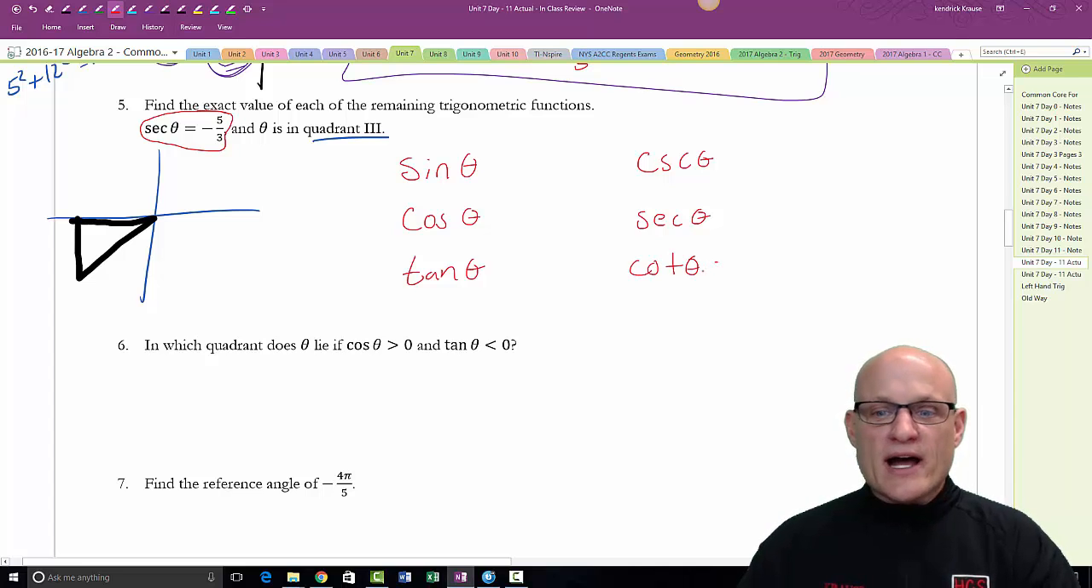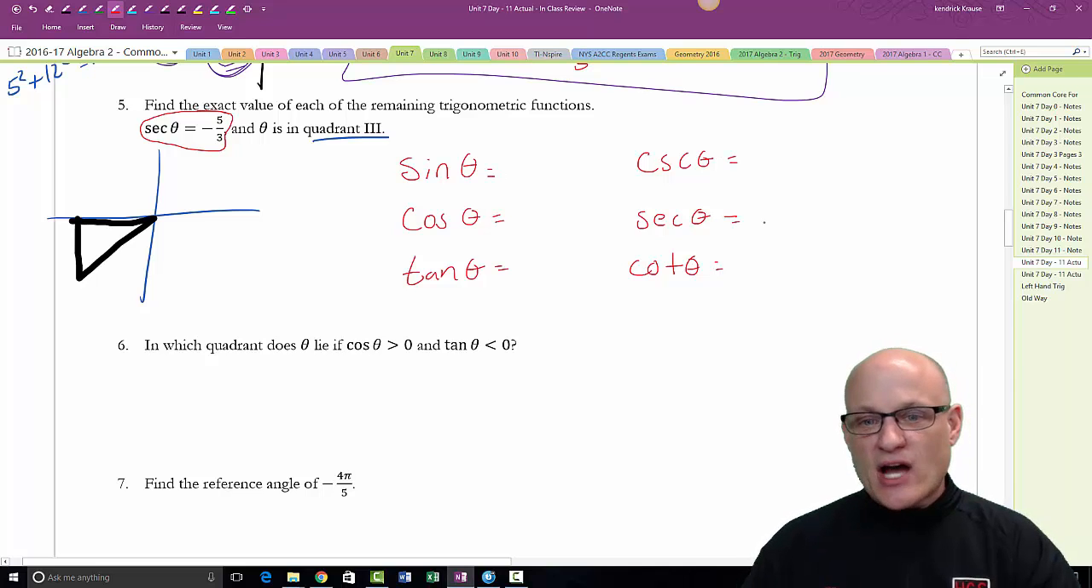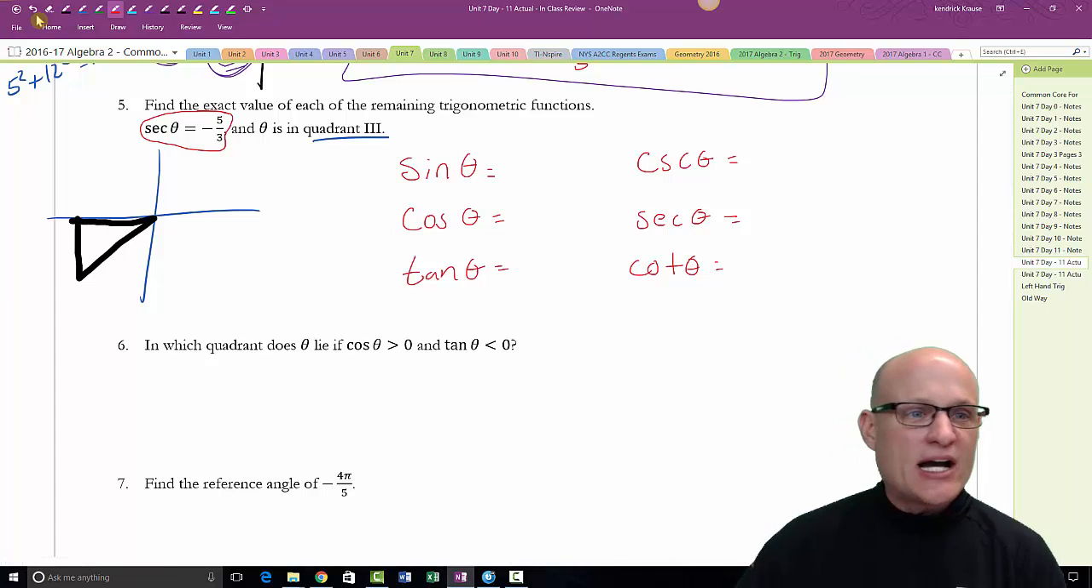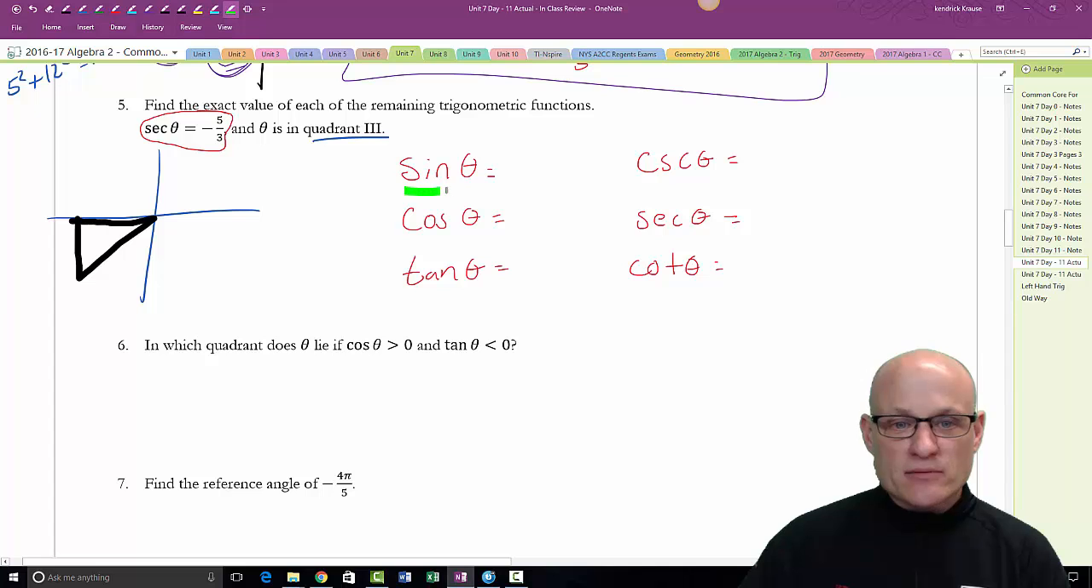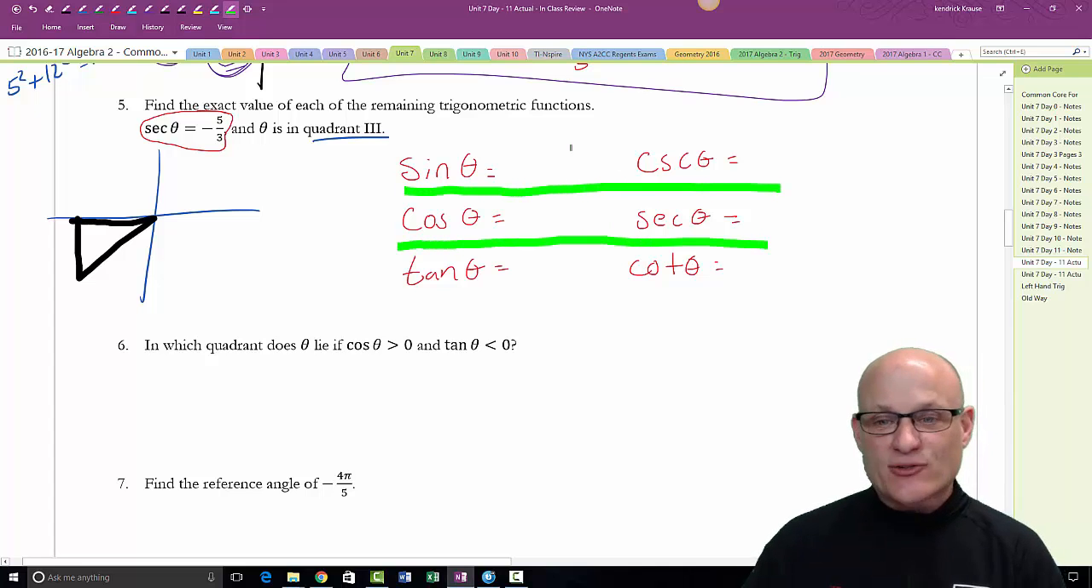Now, the reason I'm not going to put these over here for you is because I want you to write them like this. I want you to understand that these two go together, that these two are reciprocal functions, and these last two are reciprocal functions. You should know that.